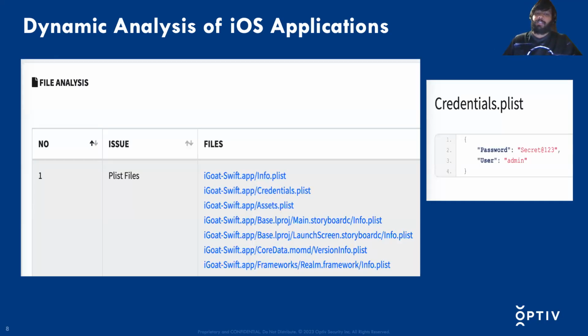Dynamic analysis of iOS application. This is another screenshot where I have scanned the vulnerable iOS application, and it has a number of plist files. So, for instance, info.plist, credentials.plist, assets.plist, and so on. Upon looking at the credentials.plist file, you can see the simple key value pair where the username and password are mentioned for the application. This was the test vulnerable iOS application that was scanned on the mobile security framework, and it was successfully able to pull out the key value pair for the specific plist file.